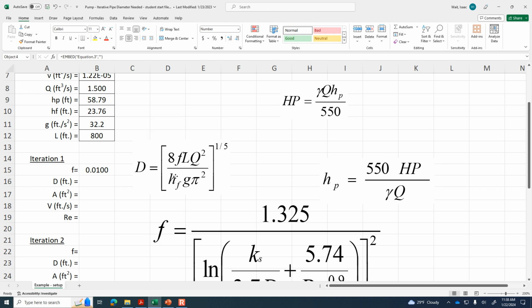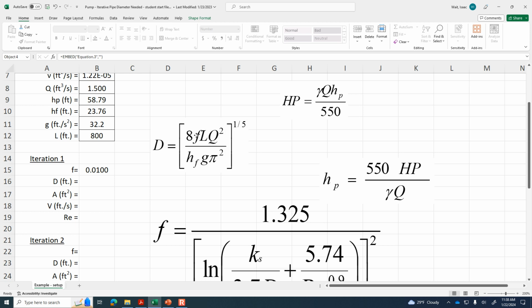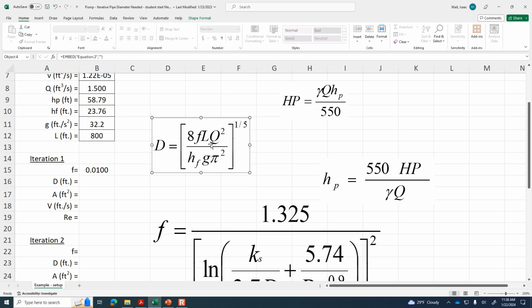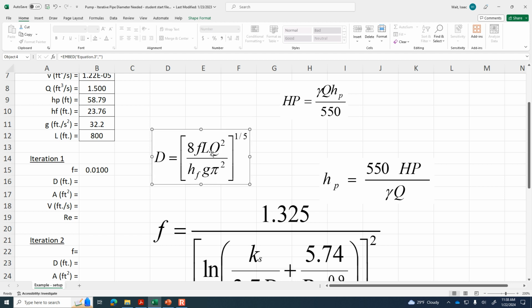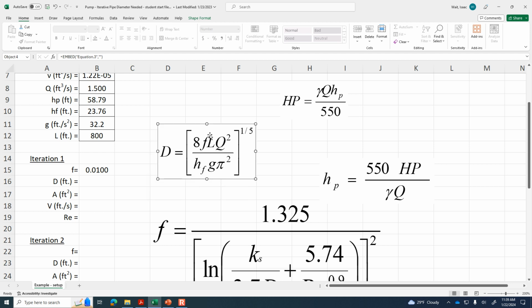We're going to use this equation that we're about to write. Does anybody know what equation that is? We've transformed it a little bit, but you should just be able to look at it and see what the terms are in there. This is the Darcy-Weisbach equation. The hint is that it's got h sub f, F value, L.